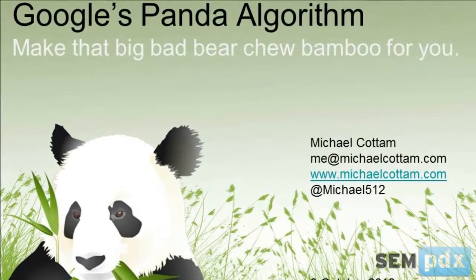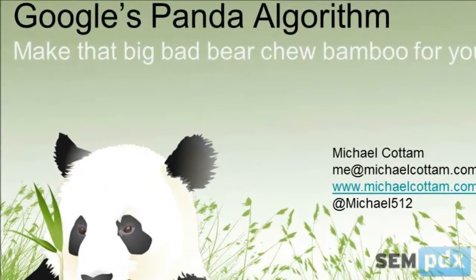Okay, so tonight at our SEMpdx educational event, I talked about the Panda algorithm change from Google. A lot of people think about the Google algorithm changes, Panda and Penguin, as penalties and things that destroy sites. But really, the goal, especially of Panda, is to improve the quality of the results and to bring to the forefront of the search results sites that have some great content, rich content, interesting content that people would be very interested in seeing.